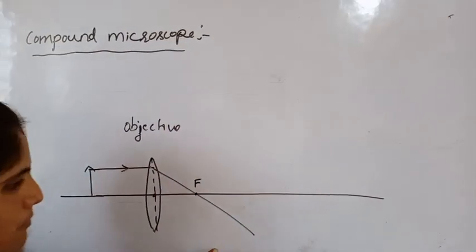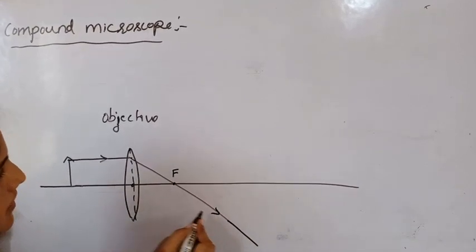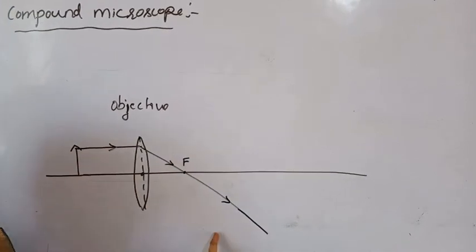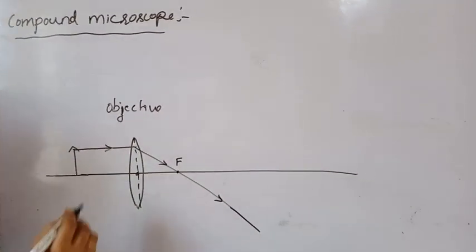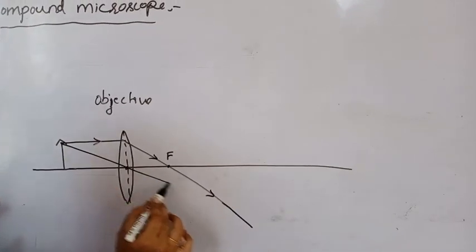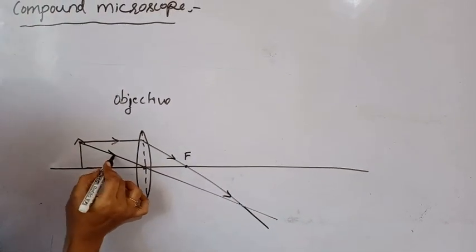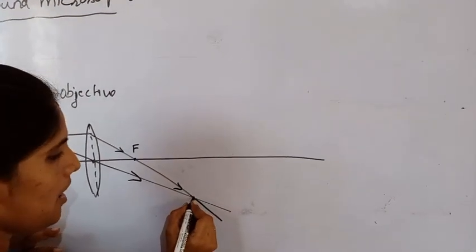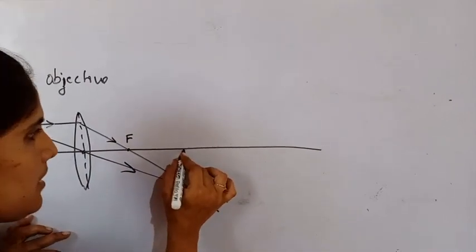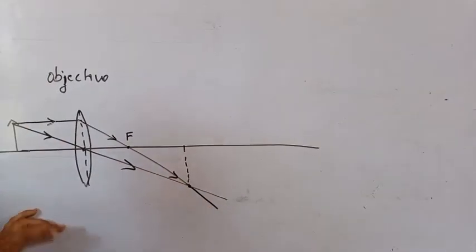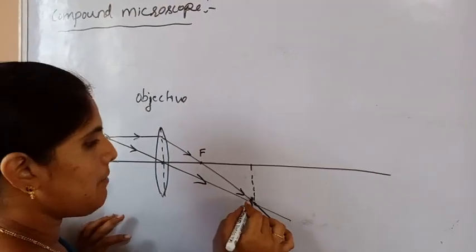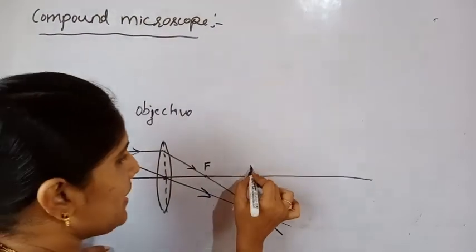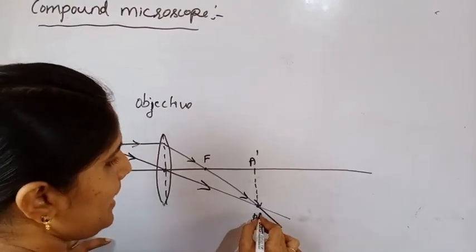Let us consider one more ray which passed through the optical center like this. This is the incident ray and this is the refracted ray. After refraction, these two rays meet at a point here. So this forms the image of an object. Here the object is AB. So this is the image of the object AB. That is A dash, this is B dash.